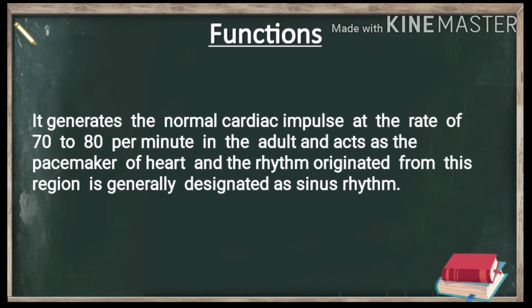The functions of SA node. It generates the normal cardiac impulse at the rate of 70 to 80 per minute in the adult and acts as the pacemaker of the heart, and the rhythm originated from this region is generally designated as sinus rhythm.